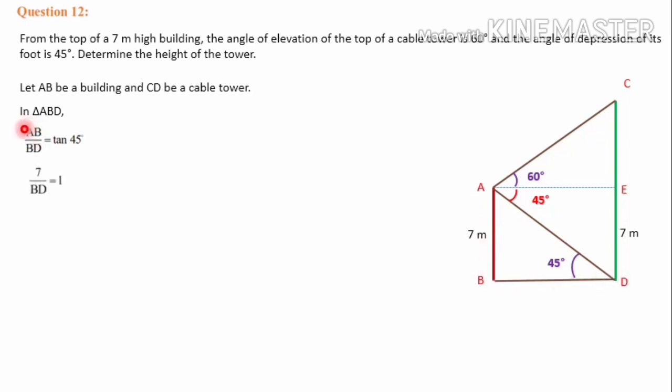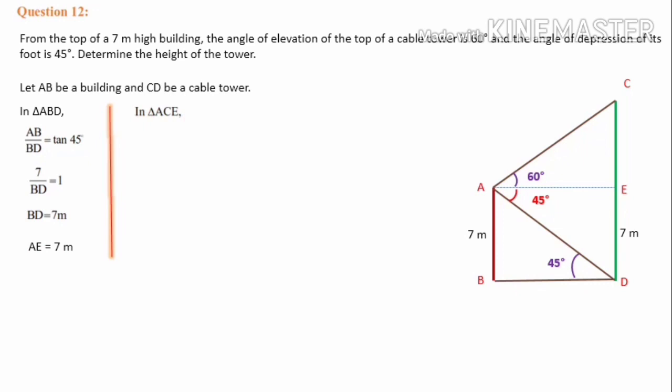AB, we know the height, that is 7 meter, by BD, which is unknown, is equal to 1. When you cross multiply, BD into 1 is BD, which is equal to 7 meter. Then BD 7 meter means AE is also 7 meter. From the diagram it is visible here, BD and AE are equal. So that is what is mentioned, AE 7 meter.